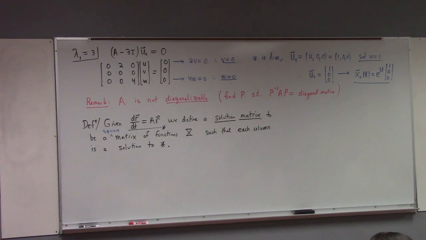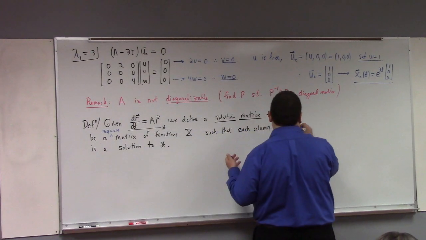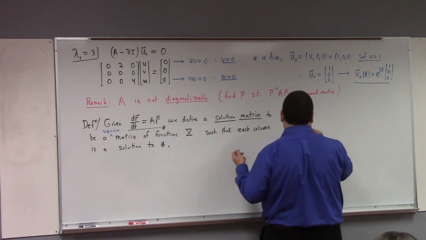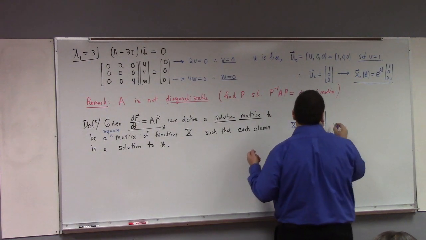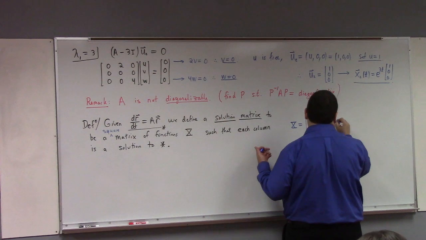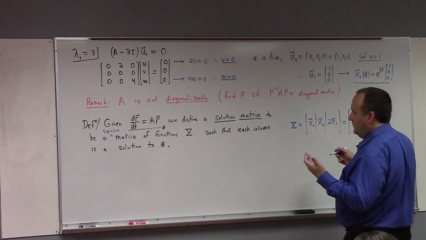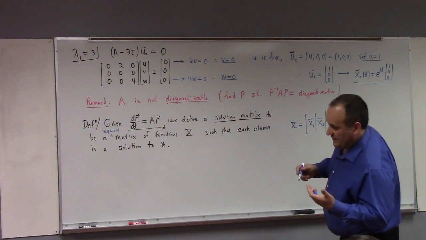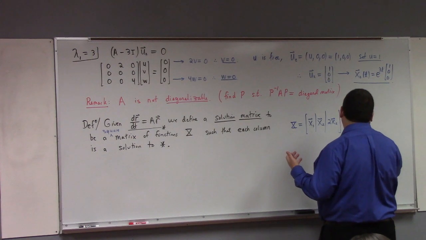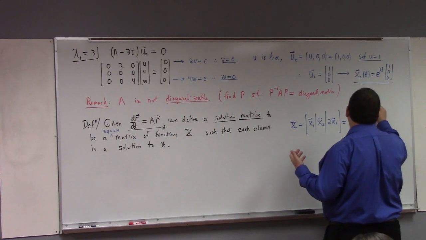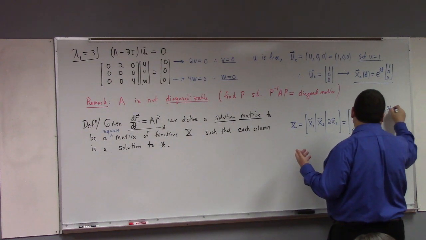So, for example, I could make a solution matrix here. Here would be a silly one. I could do x1, and then I can put x2 next, and then I could put 2x2 there, right? So for my current example 1, I'd have a solution matrix of 0, 0, e to the 7t, e to the 3t, 0, 0, 2 e to the 3t.